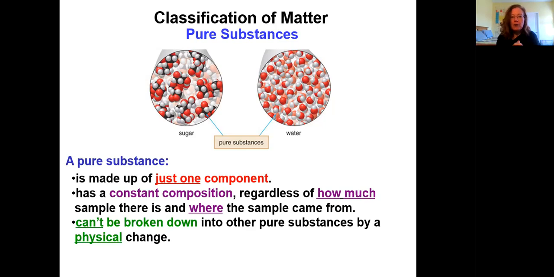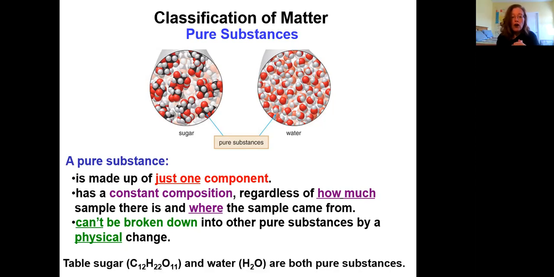The other neat thing about pure substances is they can't be broken down into other pure substances by a physical change. The only way for me to separate the hydrogen atoms from the oxygen atom in water is to do some sort of chemical change, or technically we could do stuff with electricity, but we can't filter it or boil it or melt it and make those parts of the water molecules break apart. No physical changes for those.